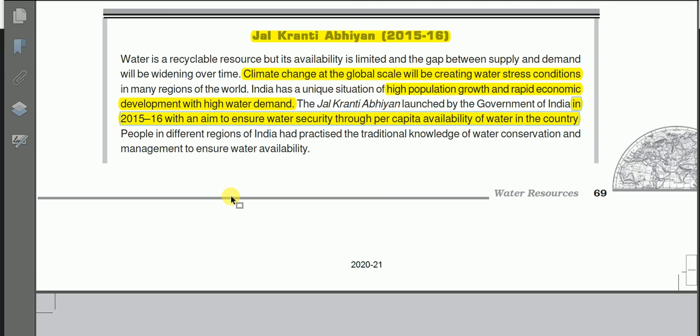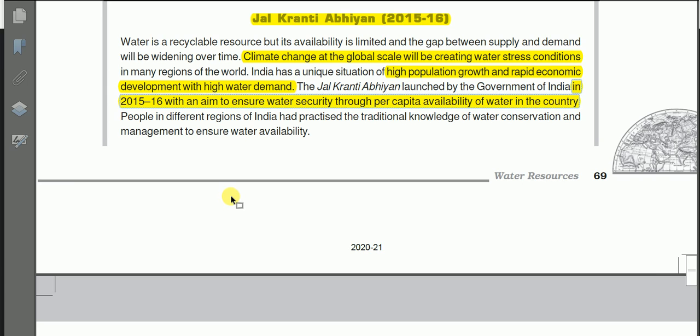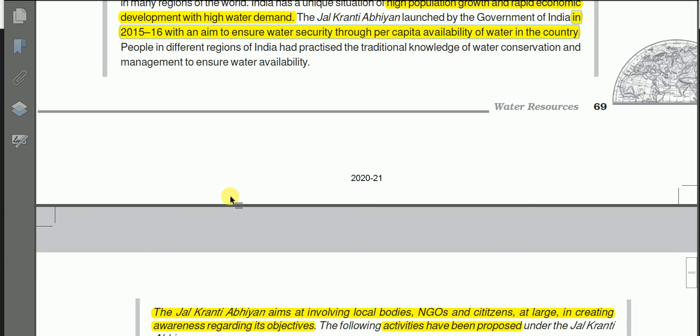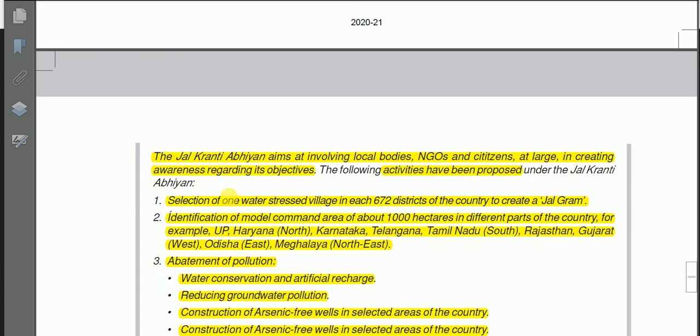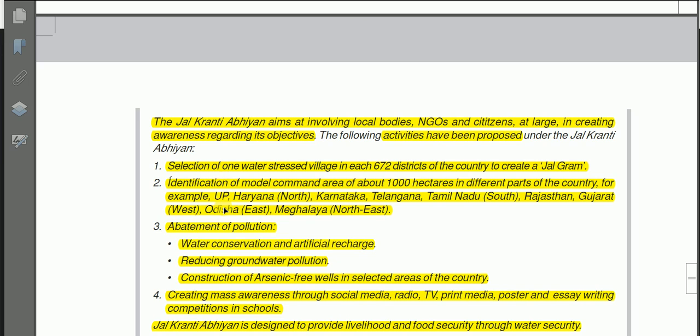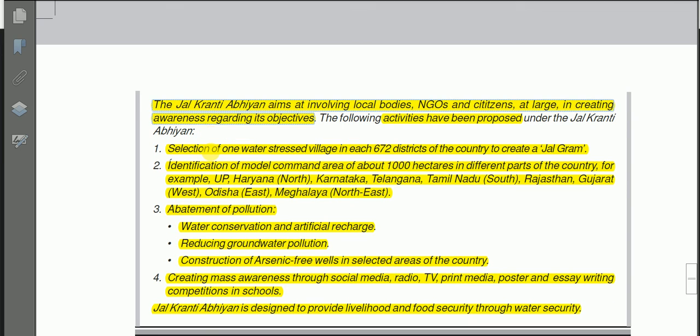That is the point. So people in different regions in India had practiced the traditional knowledge of water conservation and management to ensure water availability. We discussed about it. Then another aim of Jal Kranti Abhiyan is that it aims at involving local bodies, NGOs, and citizens at large in creating awareness regarding the objectives. So Jal Kranti Abhiyan involves local bodies, non-governmental organizations, and citizens in creating awareness regarding its objectives.